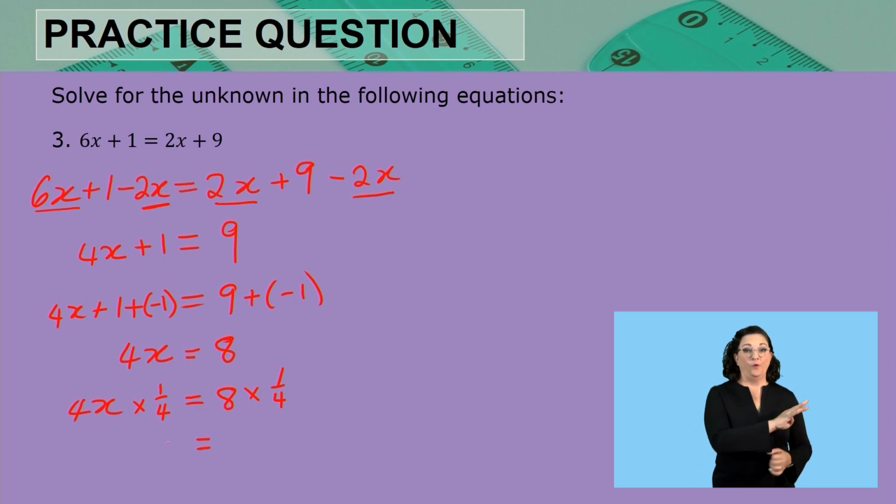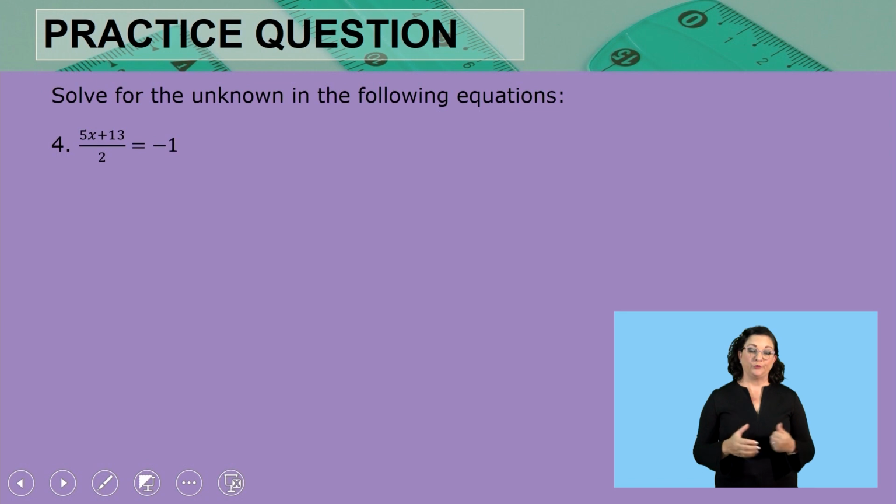4 multiplied by 1/4, it's just the x. And 8 multiplied by 1/4, which is the same as 8 divided by 4. That is going to give us an answer of 2. Let's go now and solve the next one.